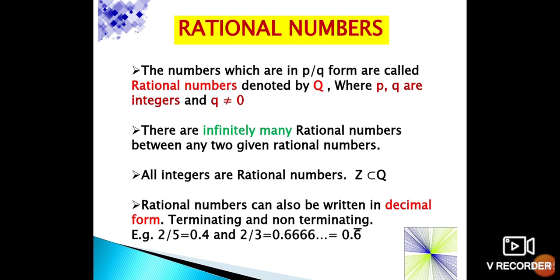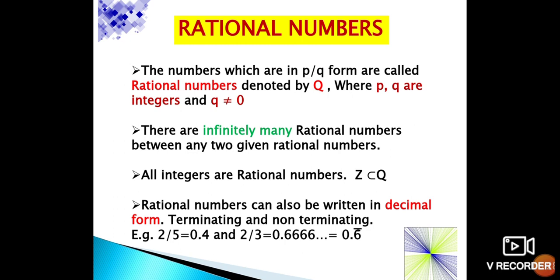There are infinitely many rational numbers between any two given rational numbers. Suppose we take 1 by 2 and 1 by 3. Between those two, we can insert infinitely many rational numbers. You may take 2 and 3. Between those also, you can insert infinitely many rational numbers. How to insert them we will discuss in another video.